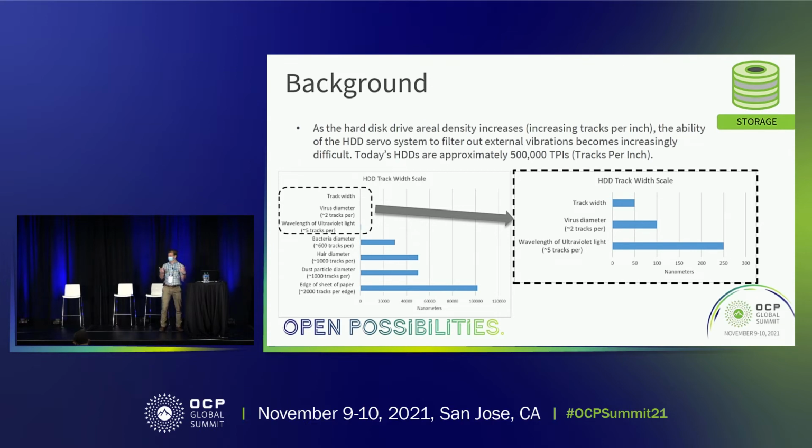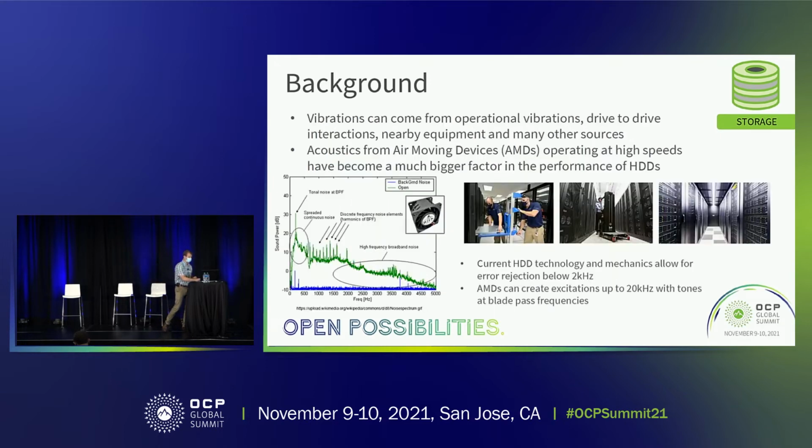And it's making it harder for the servo system to attenuate the effects of external vibration that are sent to these drives. Vibration can come from several different locations. You've got operational vibrations. Maybe your system's running and someone pulls out an enclosure right above or below, or someone's putting in a rack right next to it, or someone's walking by. You have drive-to-drive interactions. A drive right next to it that's rotating and doing seeks, and if the system's not designed well enough, that vibration can get transferred to the drive next to it. That needs to be looked at as well.